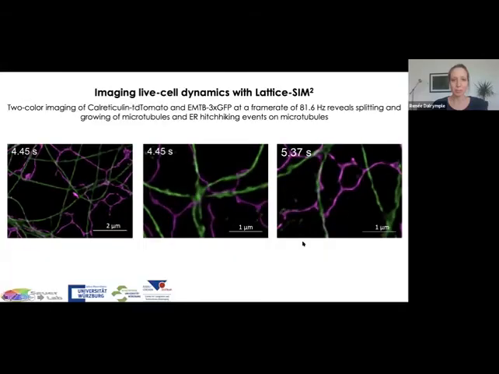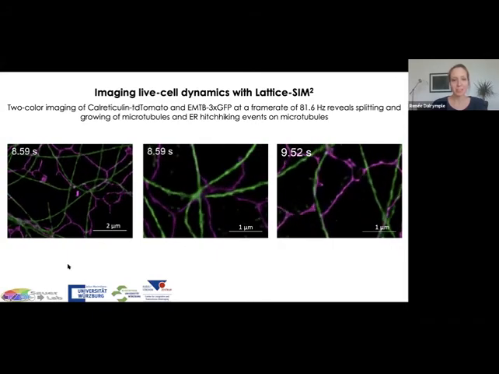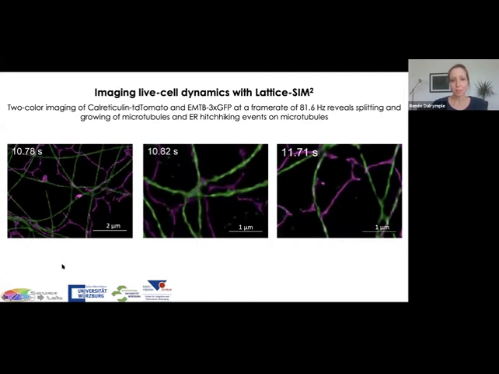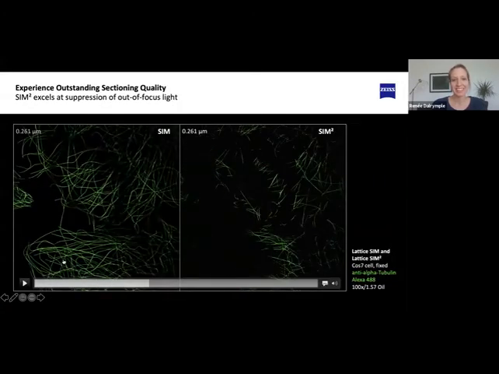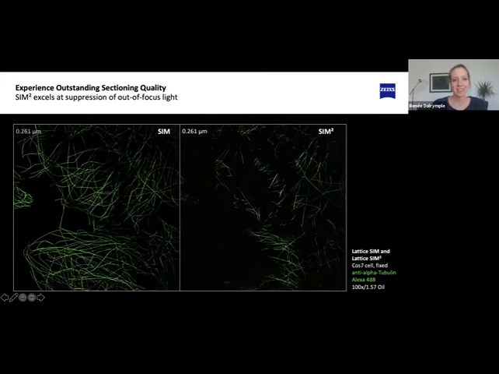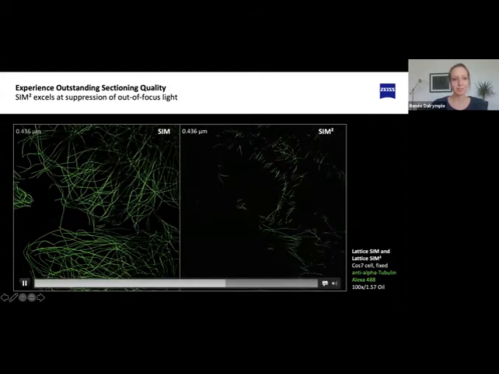So yeah, we've talked a lot about the lateral resolution improvement down to 60 nanometers, but I wanted to take a moment to also show you the sectioning capability as well as the improvements in gentleness and speed. So what I have here is a side-by-side Z-stack of conventional SIM versus SIM². And what we can see here is how well SIM² is able to deal with suppressing out of focus light to get the thinnest sections possible.